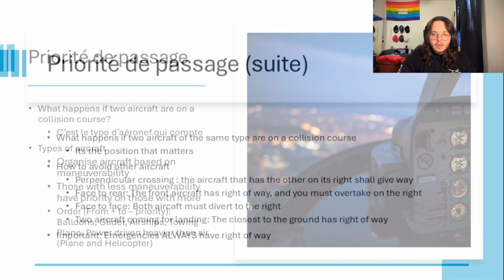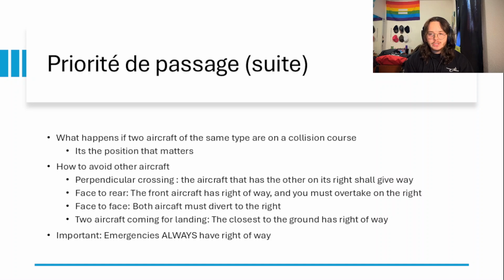Sweet, let's continue. I forgot to change the name again, whatever. What happens if 2 aircraft of the same type are on a collision course? Well, now, to determine what happens, you have to see the position of the aircraft.